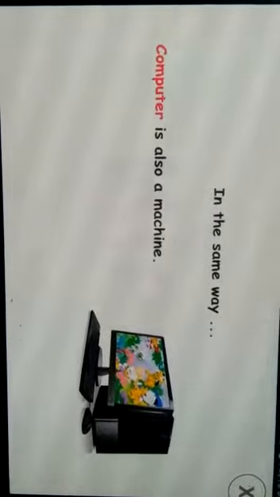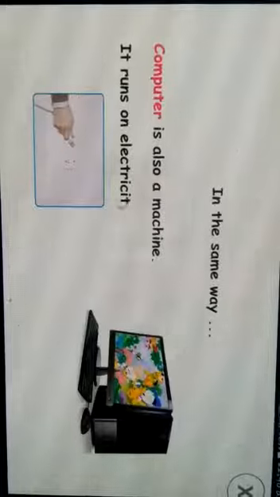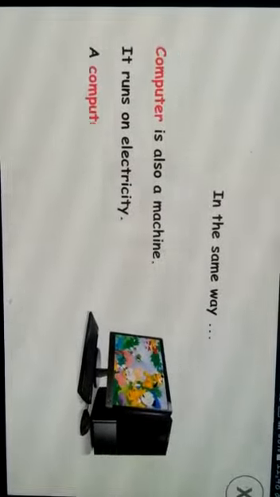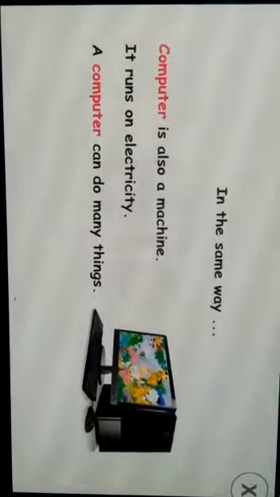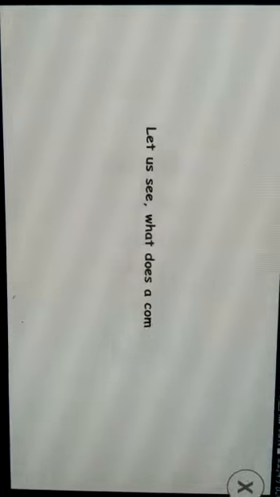In the same way, computer is also a machine. It runs on electricity. A computer can do many things. So students, let us see what does a computer do.